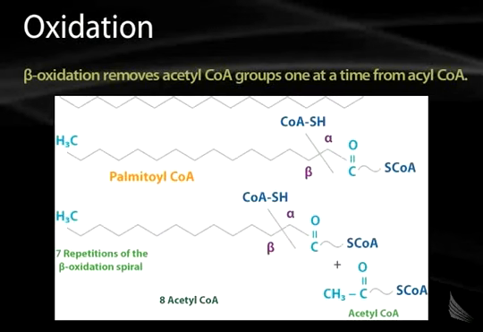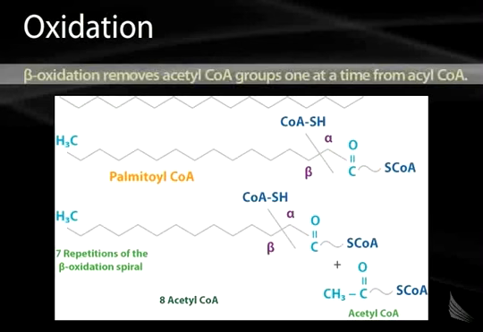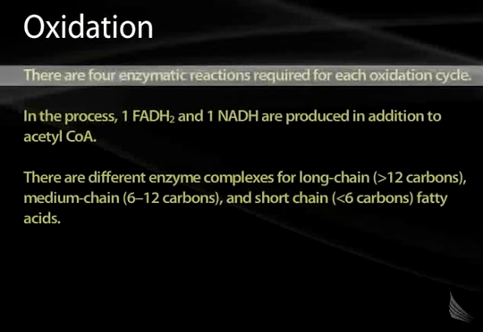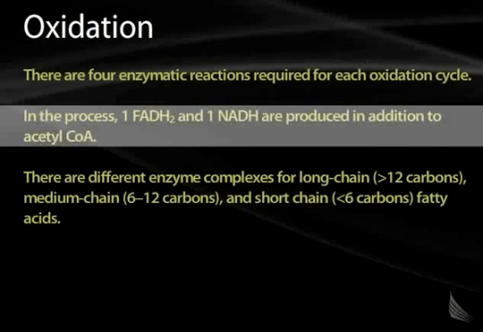Now, once it's in the mitochondrial matrix, it can be oxidized. And oxidation is basically the reverse of fatty acid synthesis, in which acetyl-CoA groups are removed one at a time from a long-chain acyl-CoA. There are 4 enzymatic reactions required for each oxidation cycle. And it's not important to memorize the details of these. Just know that in the process, a molecule of FADH2 and NADH are produced in addition to the acetyl-CoA.